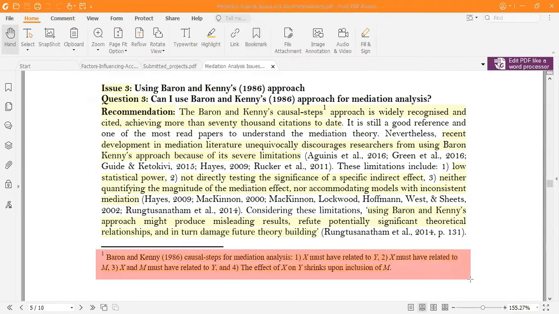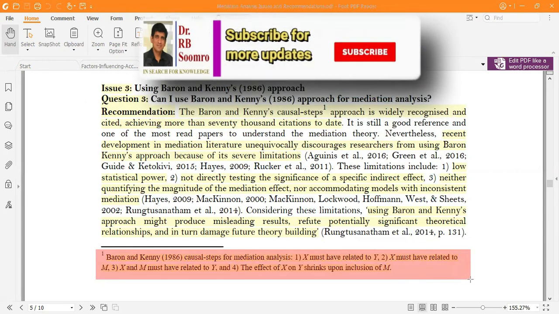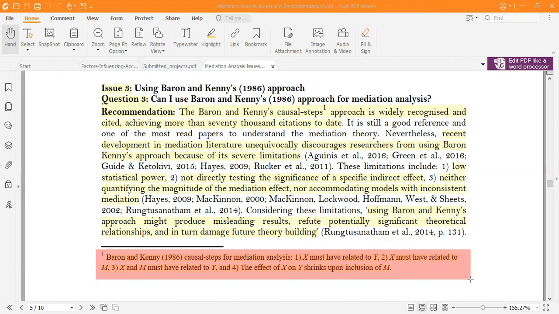The Baron-Kenny approach is basically a causal step approach for mediation. Step number one, X must be related to Y. It means there should be a significant relationship between X and Y. In other terms, we can say there should be a significant relationship between the independent and dependent variable. Step two, X must be related to M.